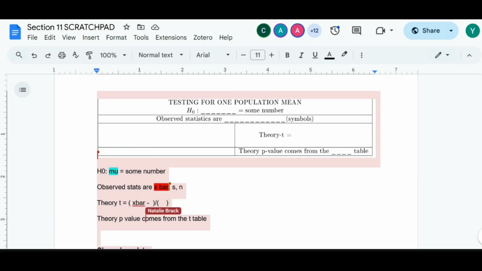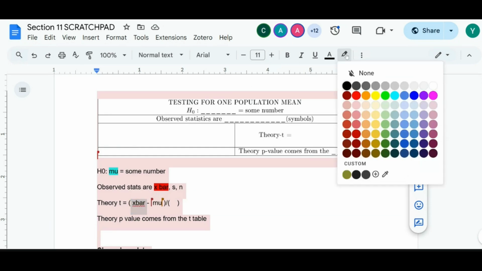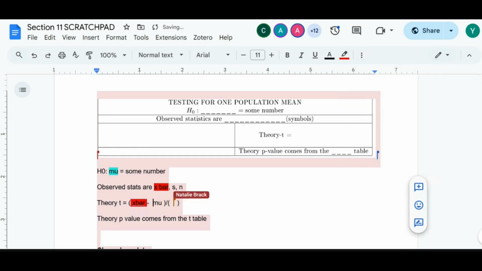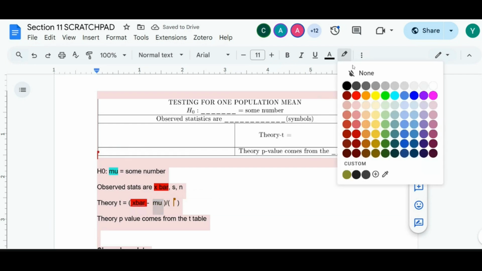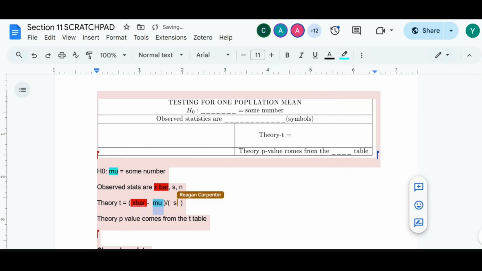That's right. X bar minus mu, good. And we know X bar is red. And we know mu is always blue. And then the formula, yes. And so the denominator is S over square root of N. And this whole thing is the variability. So I'm going to color this whole thing. What color am I going to use? Very good. Theory p-value comes from the very good.